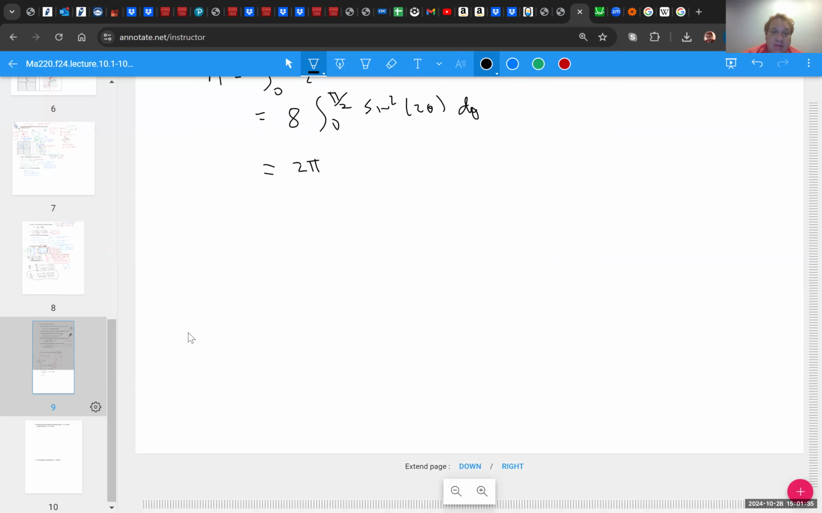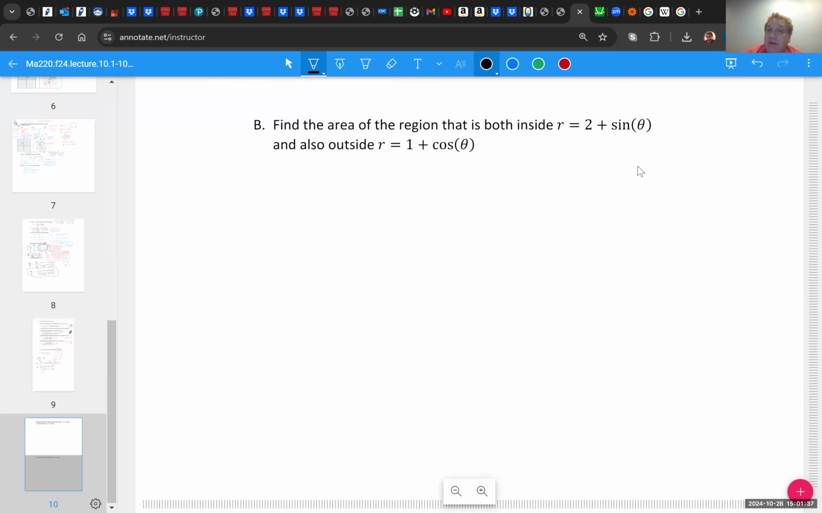Just on the next page. Example B, find the area of the region that is both inside this guy and outside that guy. Okay, so we're finding the area between two things, but once again, we're finding the radial area, the polar area between two polar functions. Okay, let's make sure we can do this.